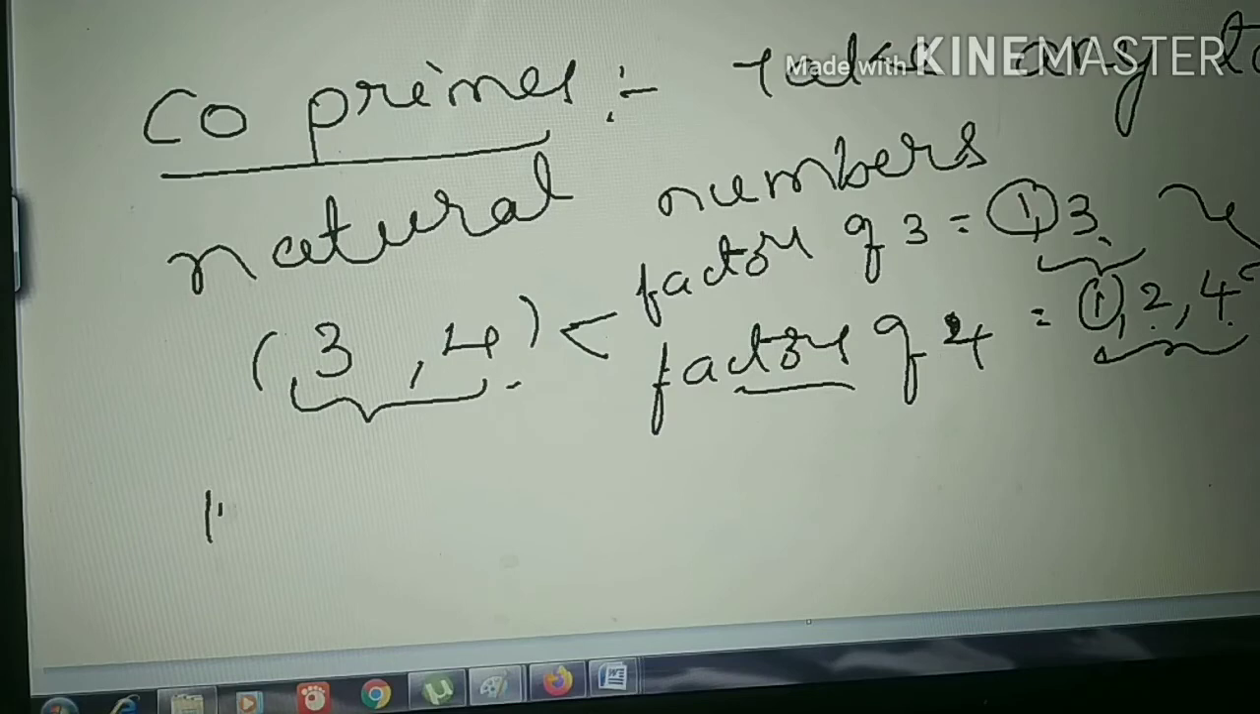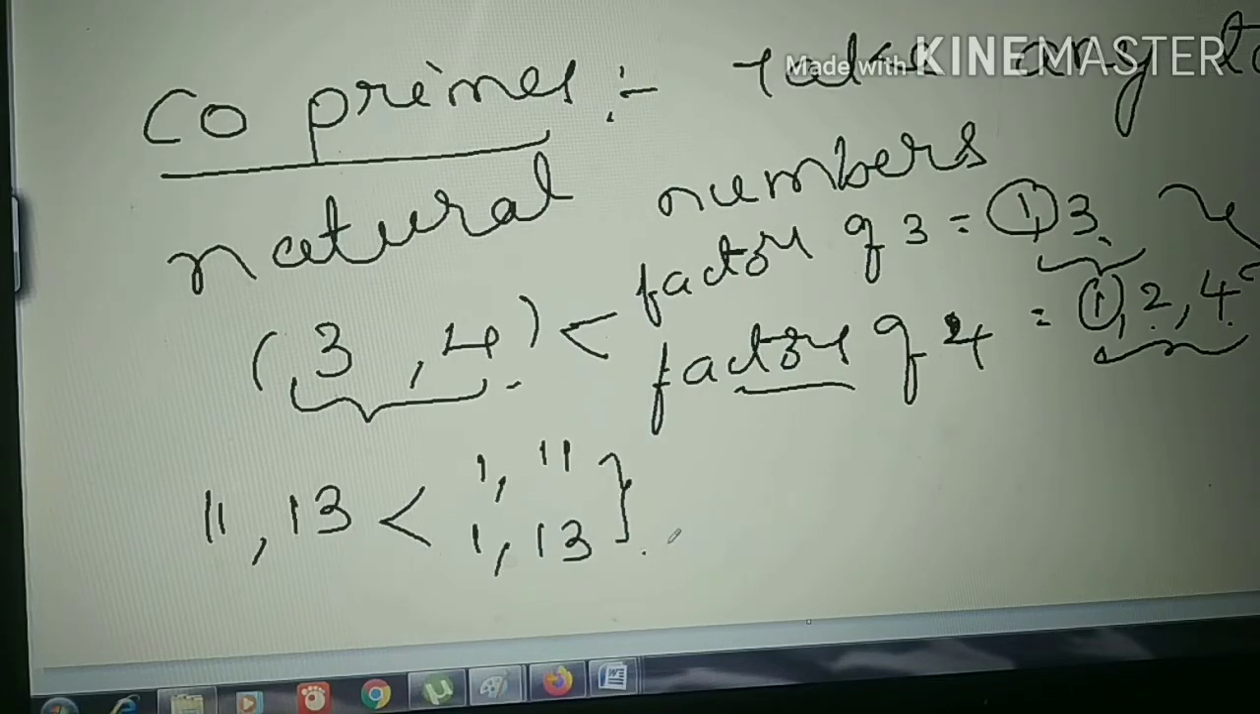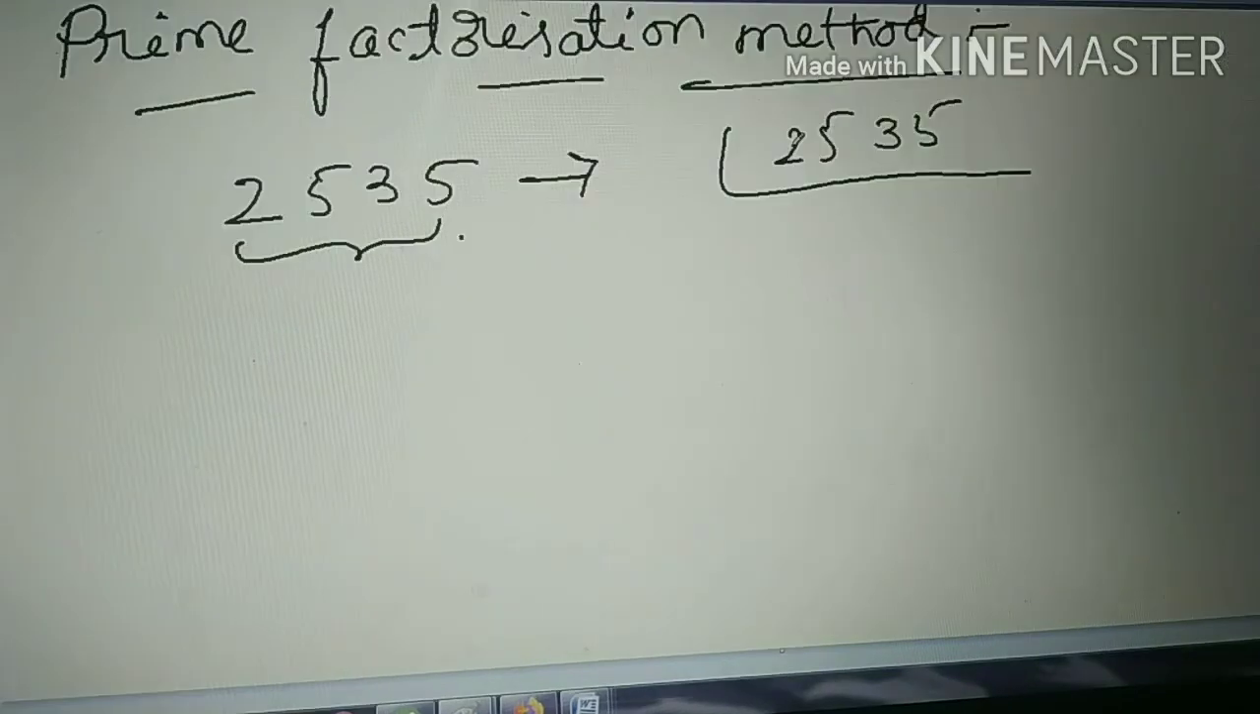If you observe 11 and 13, factors of 11 are 1 and 11. Factors of 13 are 1 and 13 only. So, is there any common prime factor for 11 and 13? No, nothing is there. That type of numbers will be called co-primes. So, this is the prime factorization method.